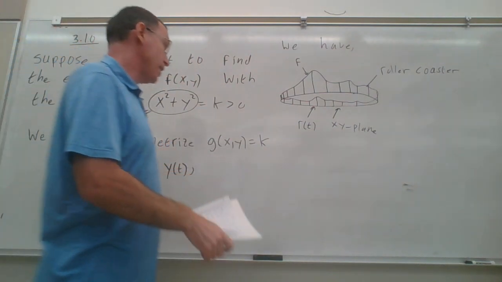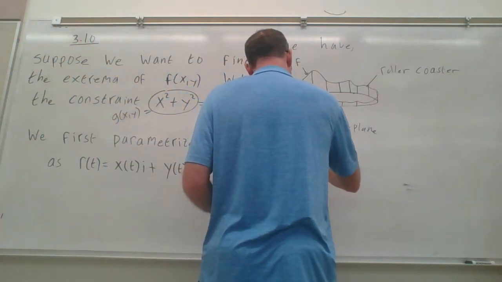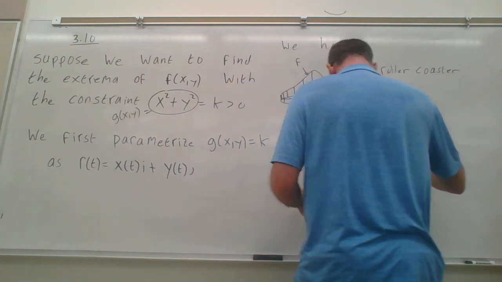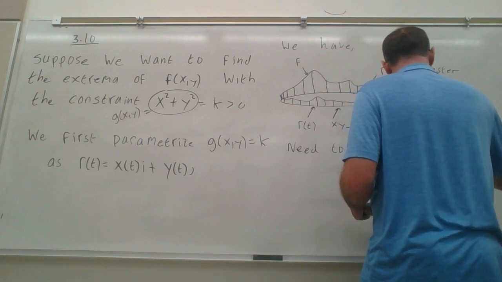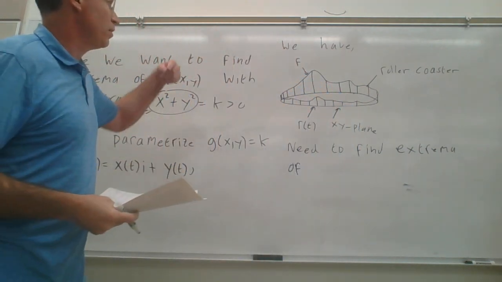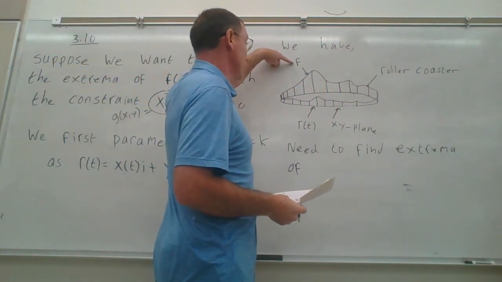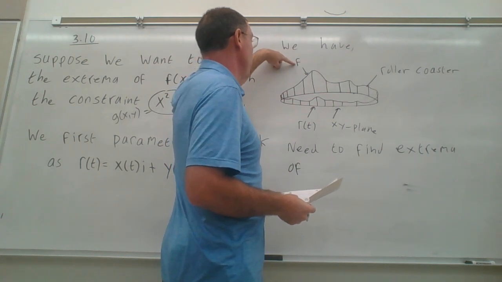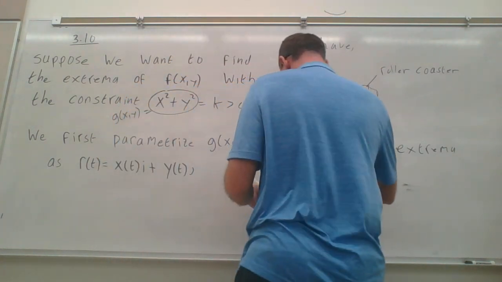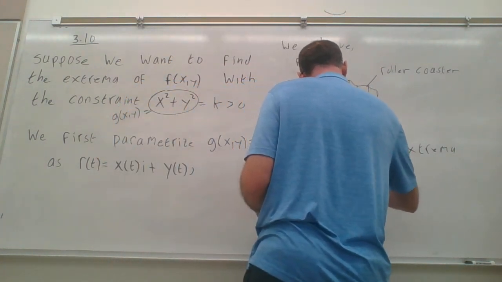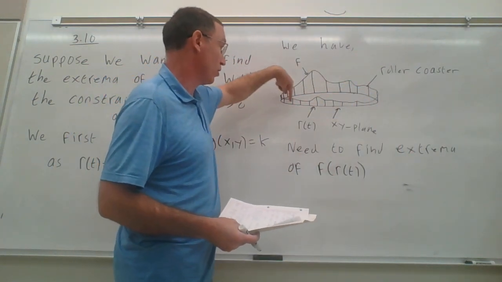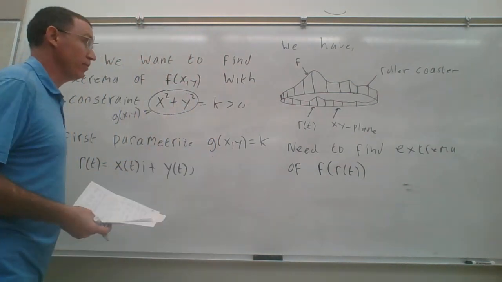So we need to find extrema. F is going to be a surface if you graphed it, but we're restricted to walking around a circle only. So pretty much you could say that is f of r(t). That's saying in the xy plane you're constrained to being on the circle, or whatever constraint you have. In this case, it's a circle.